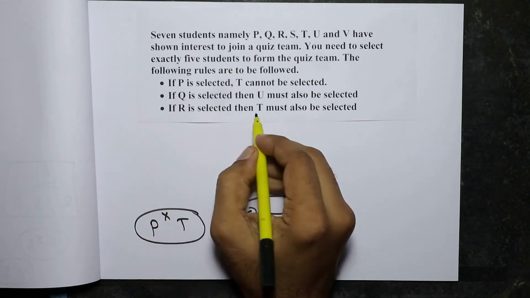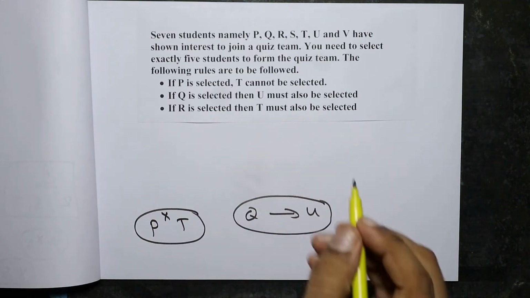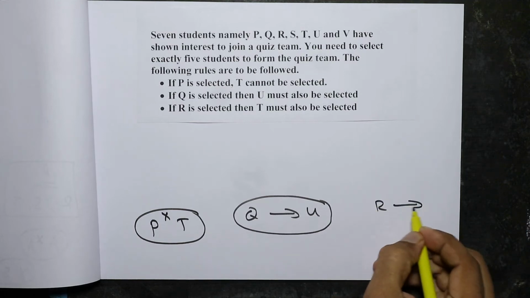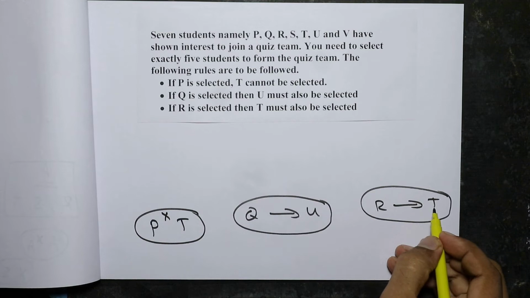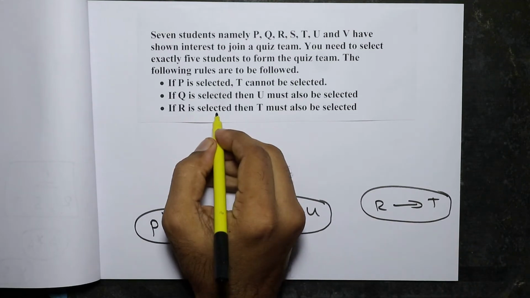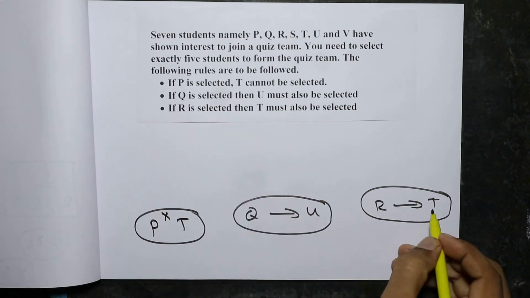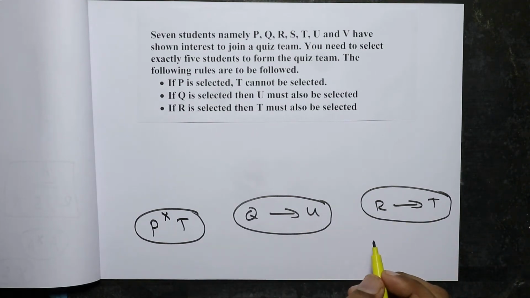If R is selected, T must also be selected. So R implies T. It is not necessary that R is selected, but if R is selected, then T should also be selected. We have got all the rules. We can start now.